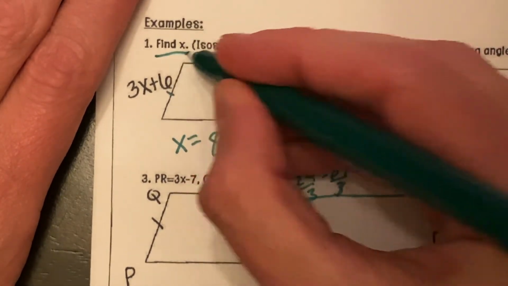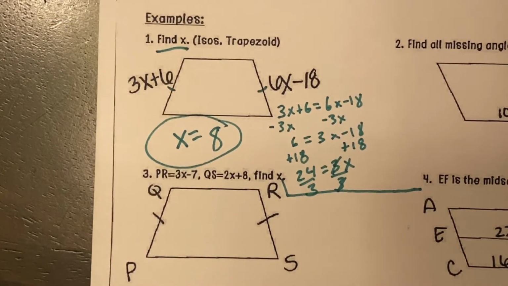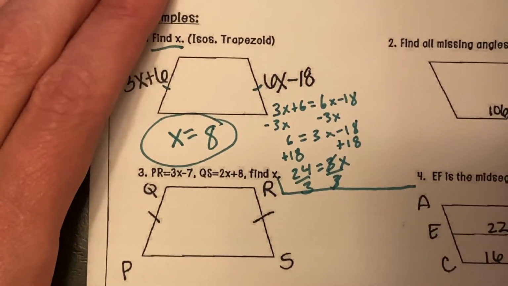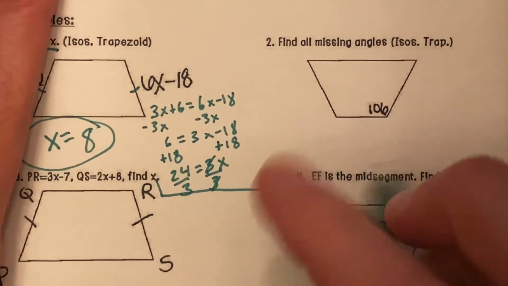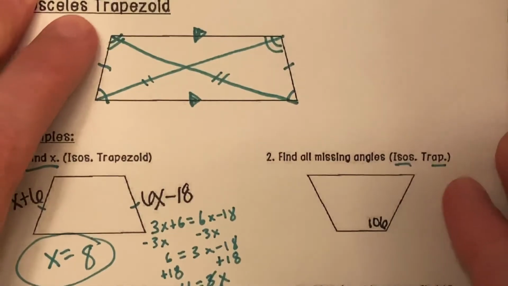Okay, and that's what I wanted you to do. I wanted you to find x. So that one's done. Okay. Moving on to number 2. Find all the missing angles. It's an isosceles trapezoid. So let's see what we know again.